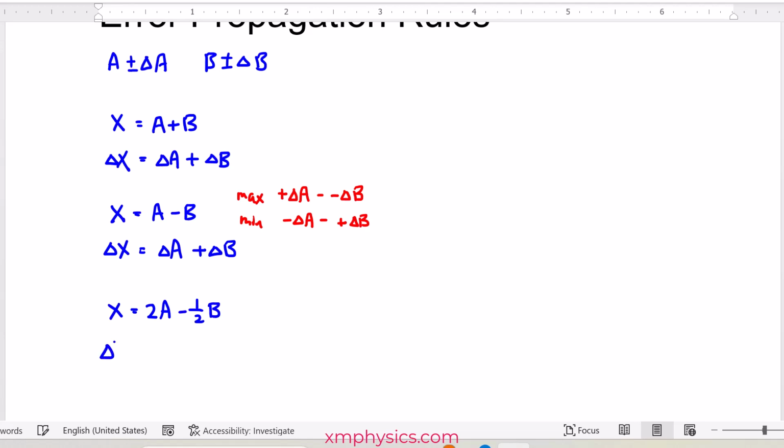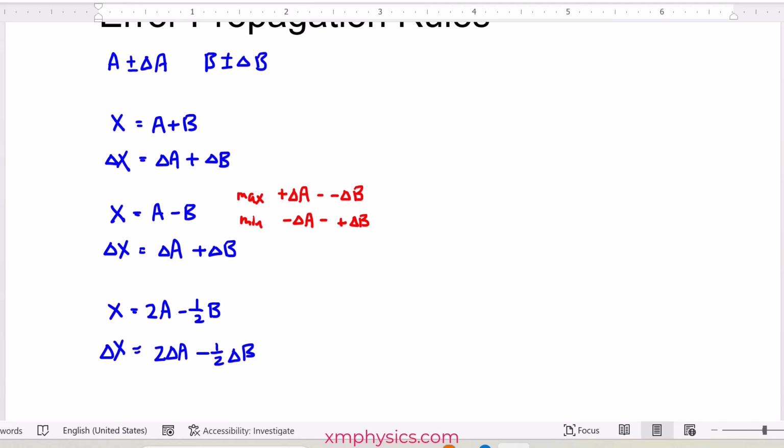Okay, now what if we are doing X equals 2A minus half B? I think this one is quite intuitive. So delta X is going to be 2 times delta A plus half of delta B. Yeah, so the coefficients act like the scaling factors that will scale up the uncertainties.